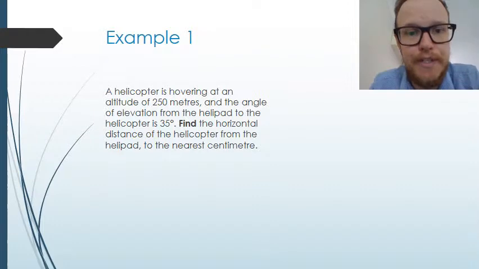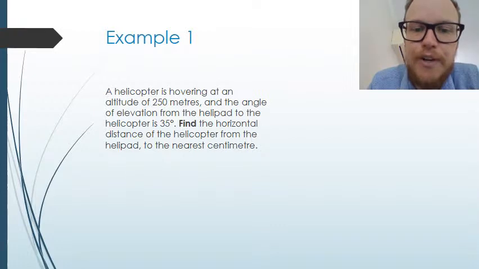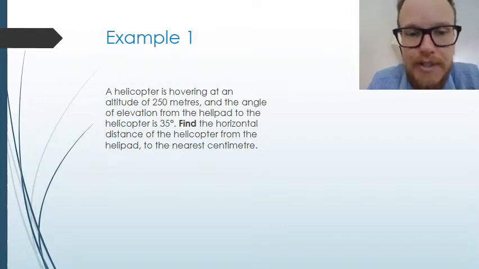So let's have a look at our first example here. We've got a helicopter. It's hovering at an altitude of 250 meters. Angle of elevation from the helipad to the helicopter is 25 degrees. Find the horizontal distance of the helicopter from the helipad to the nearest centimeter.